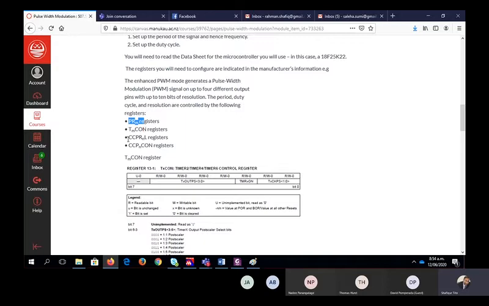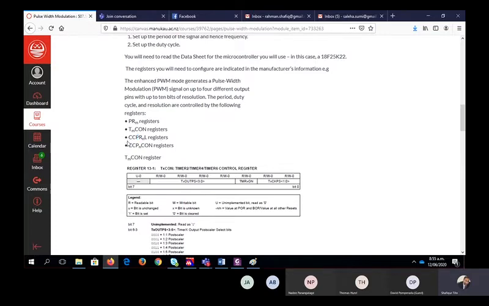Now, next, these two registers are related to the CCP module. You can find out the names: CCPxCON and CCPRxL. So these are two registers directly related to the CCP module.